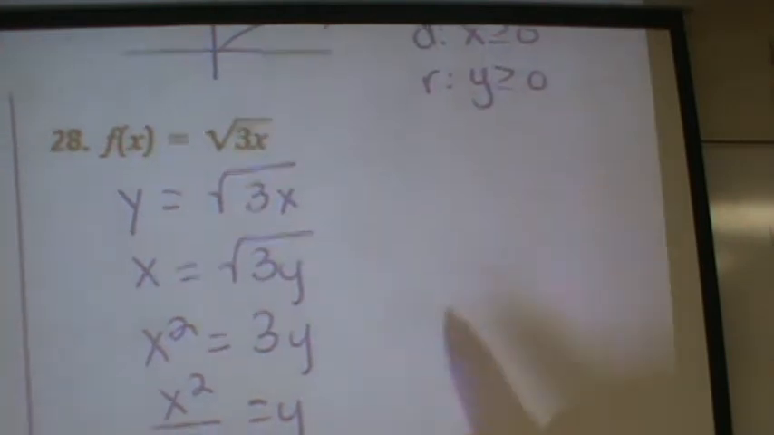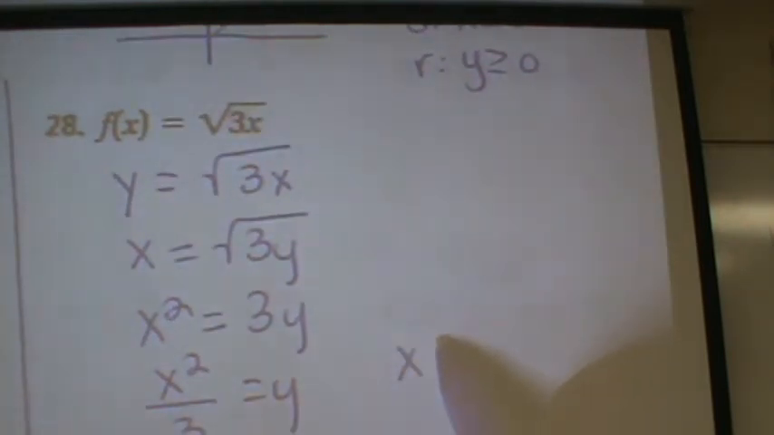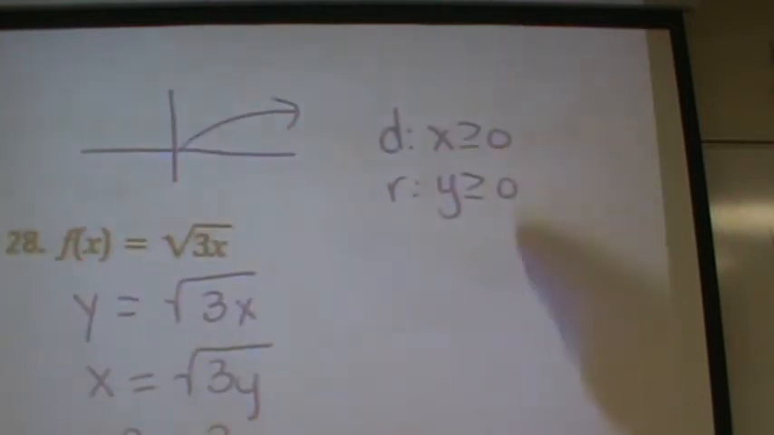And now you have to switch your domain and your range. Your domain is going to be x is greater than or equal to 0, and your range is going to be y is greater than or equal to 0. You're just switching these two around.